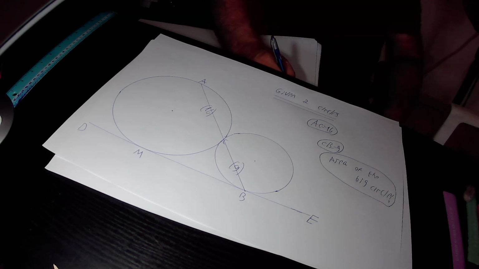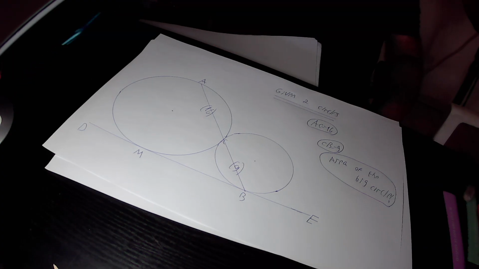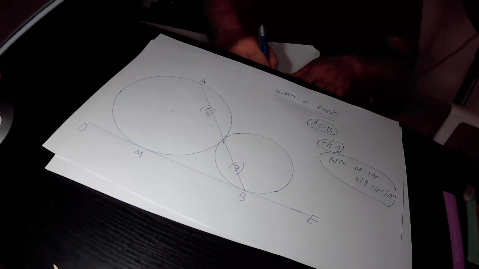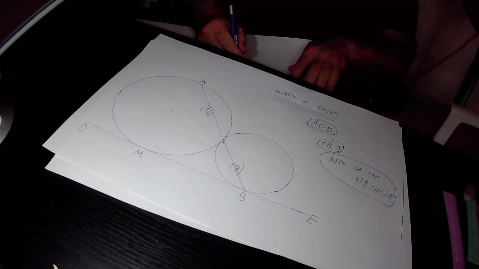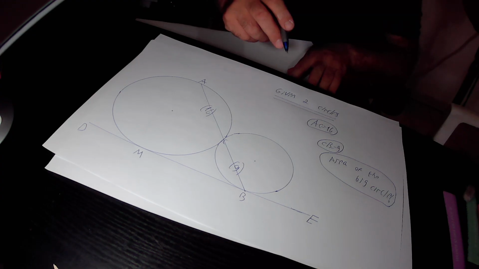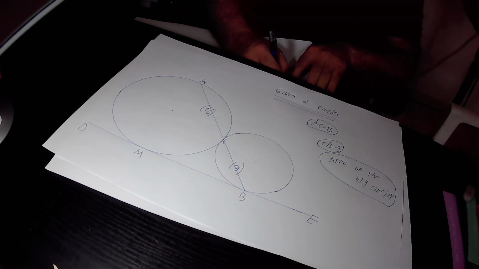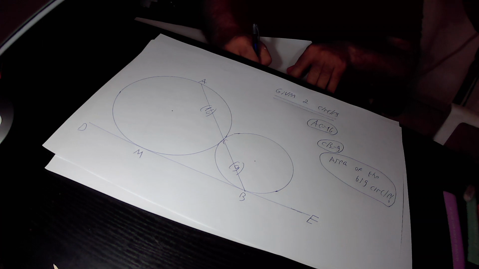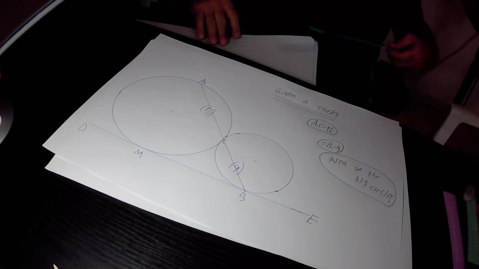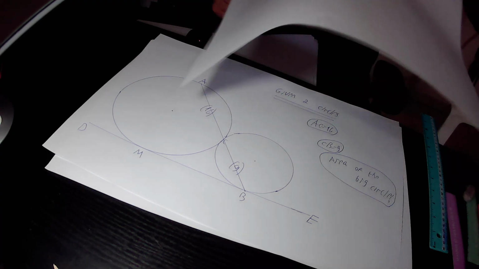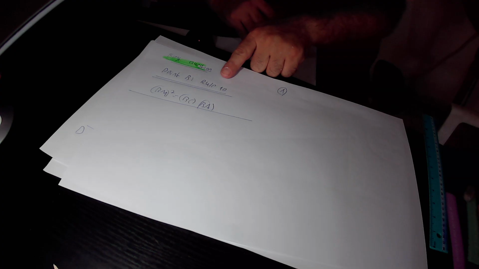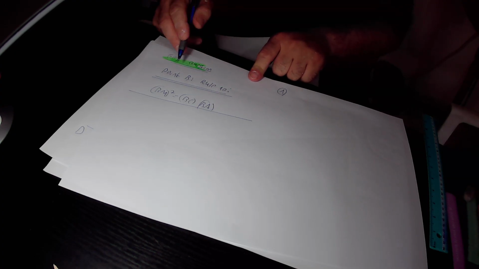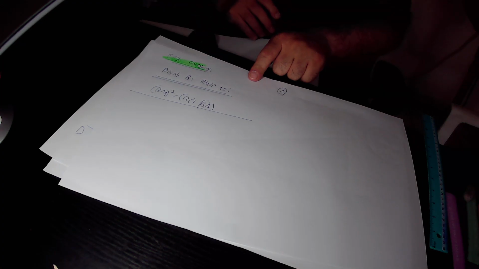So if we focus on the common external point, point B, according to rule 10, the following equation is true: that BM square equals BC times BA.